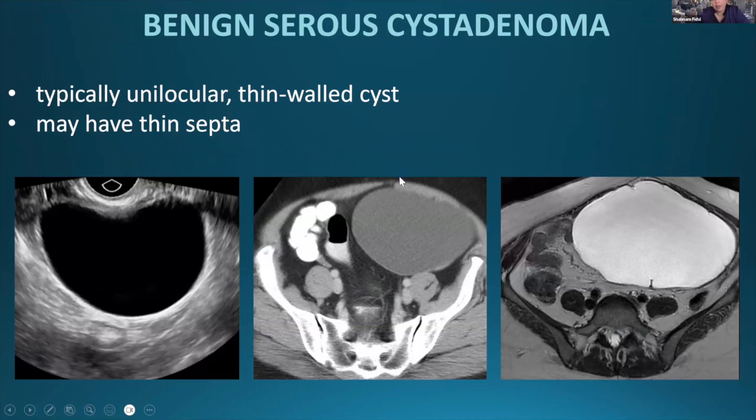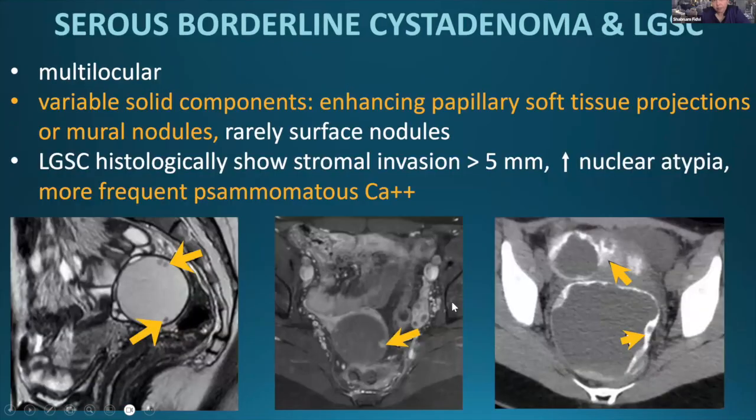A benign serous cystadenoma is typically a unilocular thin wall cyst. It may have thin septa. On this transvaginal ultrasound image, you see a fairly large, basically simple cyst. This contrast enhanced axial CT image shows a large, simple appearing cyst. On an axial T2-weighted MR image, you see a fairly large cystic lesion, which is lobulated, and it also has thin incomplete septations. This was a pathologically proven benign serous cystadenoma.